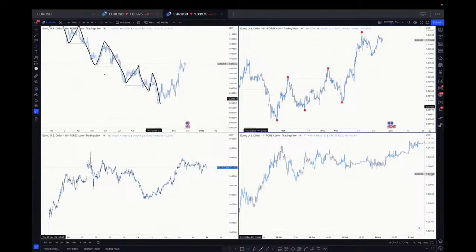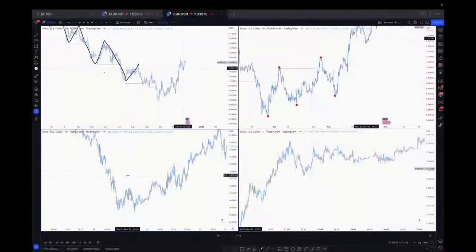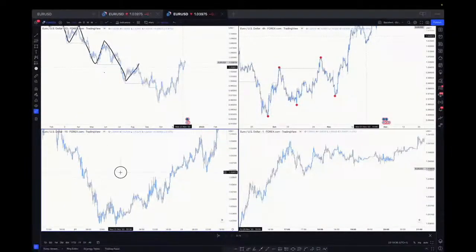Okay, so enough said. Now, this is a 4-hour chart. So let's look at how this translates to the 15 minutes chart, right? So let me just take this section. Let me just take it from here.